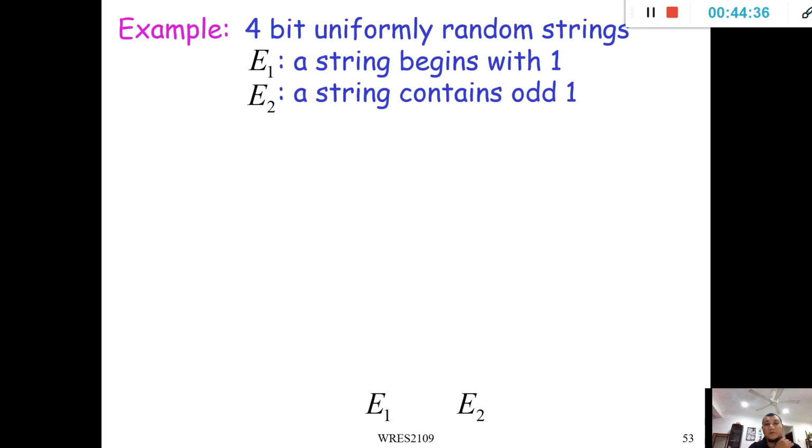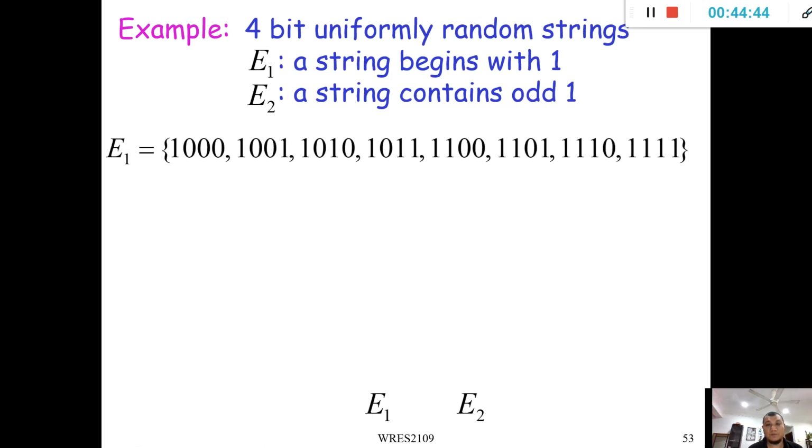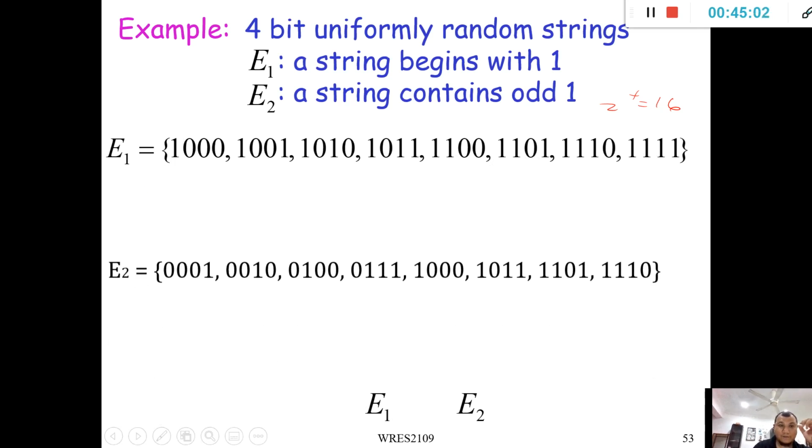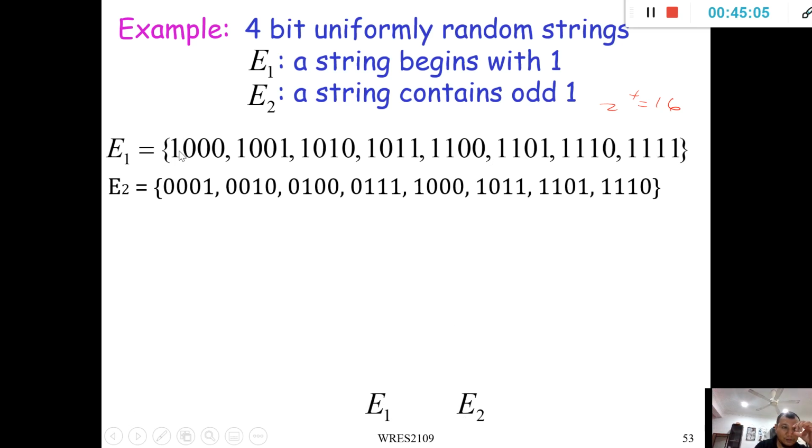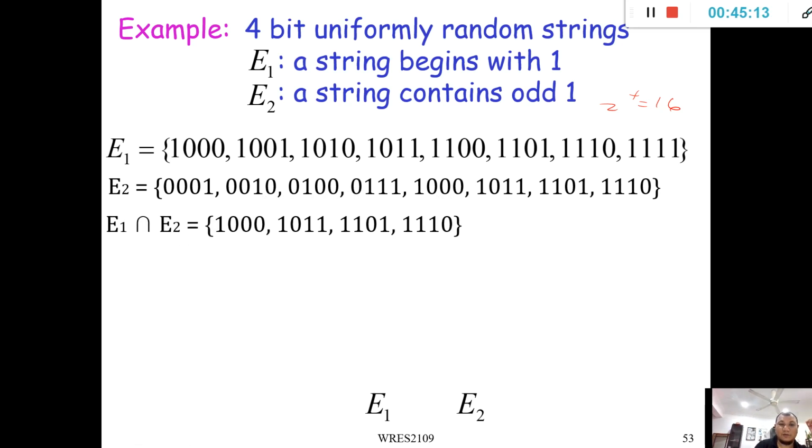So 4-bit uniformly random strings. Event 1 is a string beginning with 1, and event 2 is a string containing an odd number of 1s. So you have a sample size of 2 to the power of 4, which is 16. E1, strings beginning with 1, you have 1, 2, 3, 4, 5, 6, 7, 8. And then E2, strings containing an odd number of 1s, 1 and 3. So E1 and E2 are 1001, 1011, 1101, 1110.